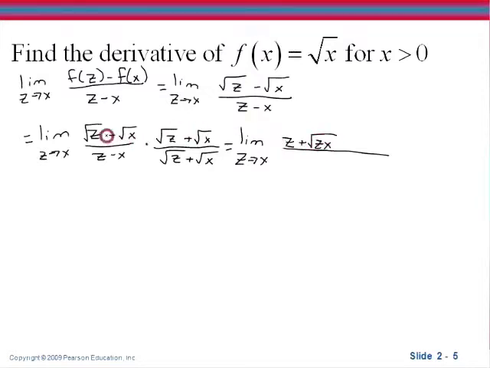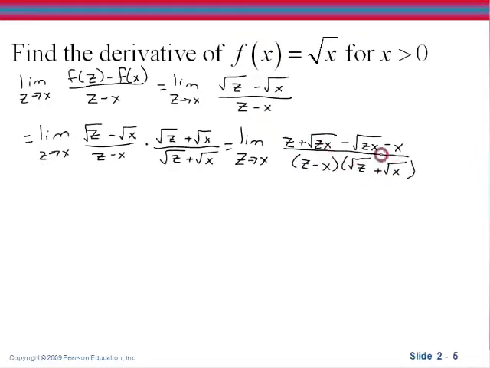So that gives me the limit as z approaches x. On top, I'll need to foil: square root of z times square root of z is z. Square root of z times positive square root of x is positive square root of zx. Negative square root of x times positive square root of z is negative, and I'll write it as zx also. And the negative square root of x times positive square root of x is negative x.